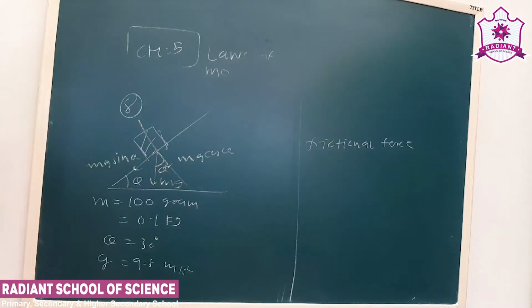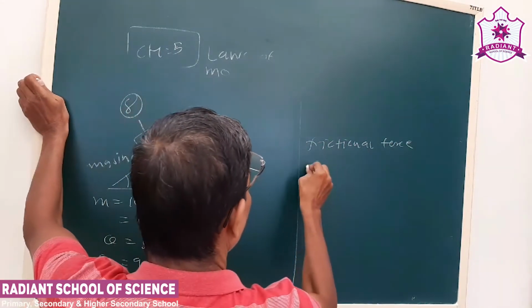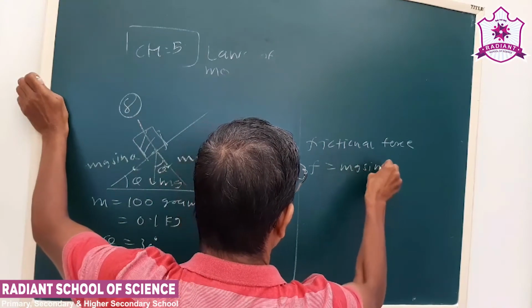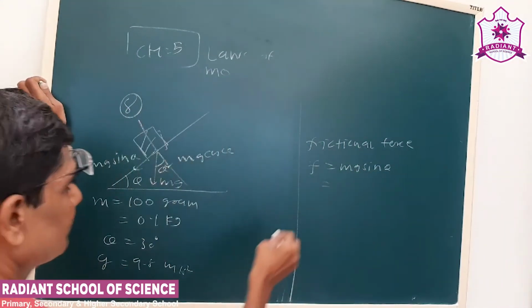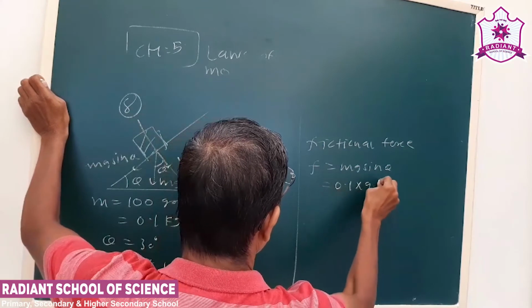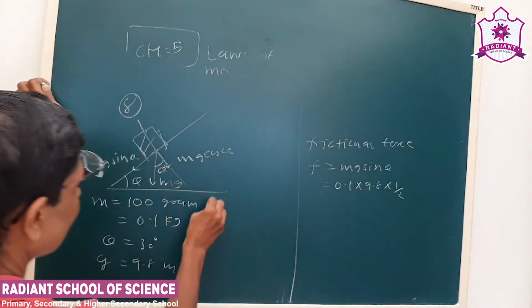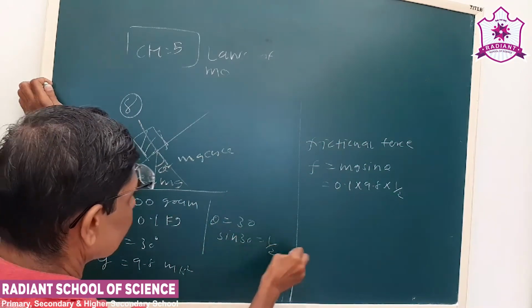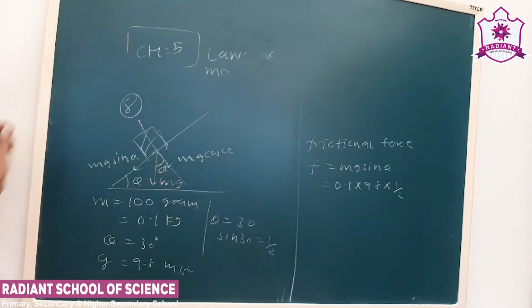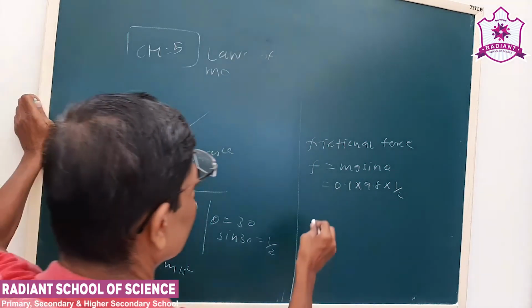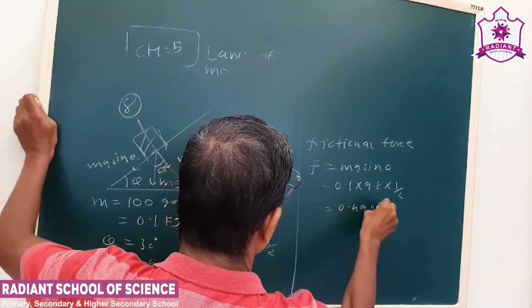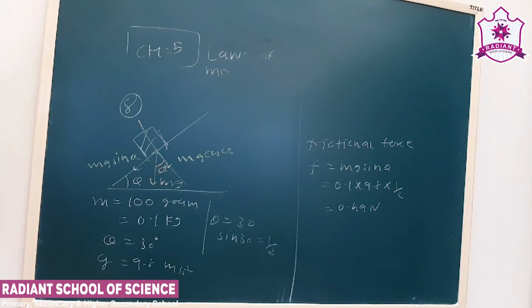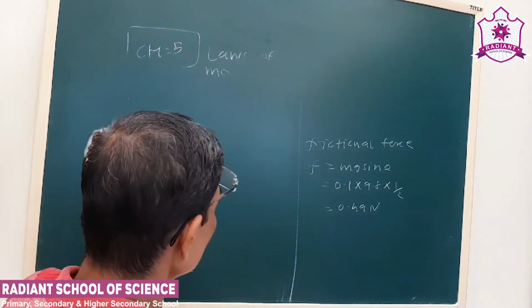So the frictional force, as we know, prevents the impending motion. So we can say F is equal to mg sin theta. Mass is given as 0.1 kg. G is 9.8. See, theta is 30 degrees. Sin 30 is 1 by 2. Okay. So this is how we can solve. So it will be 0.49 Newton. Okay. So this is how we can solve the MCQ. Now see our next MCQ.